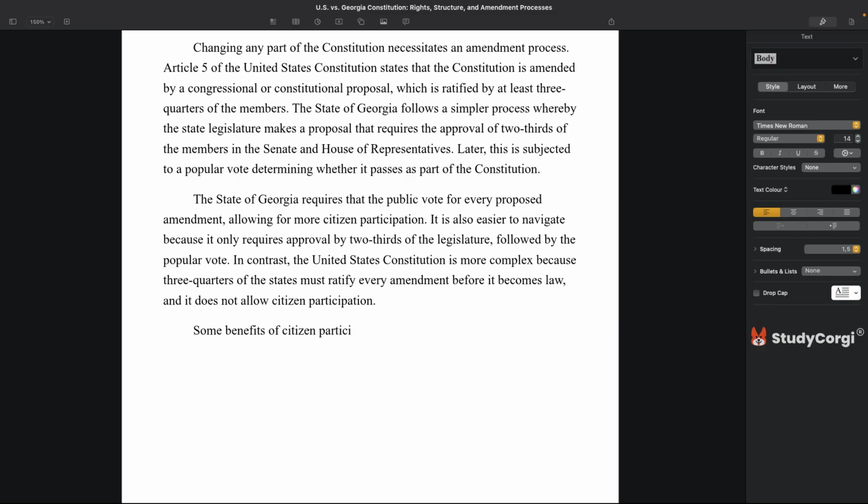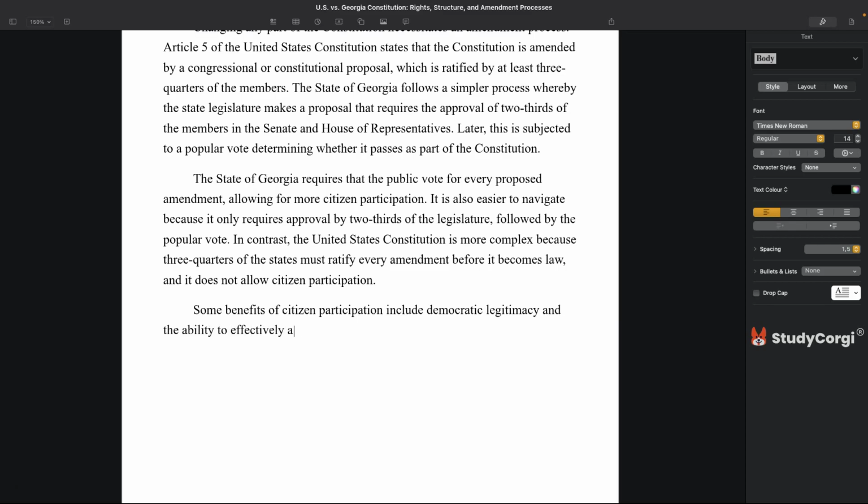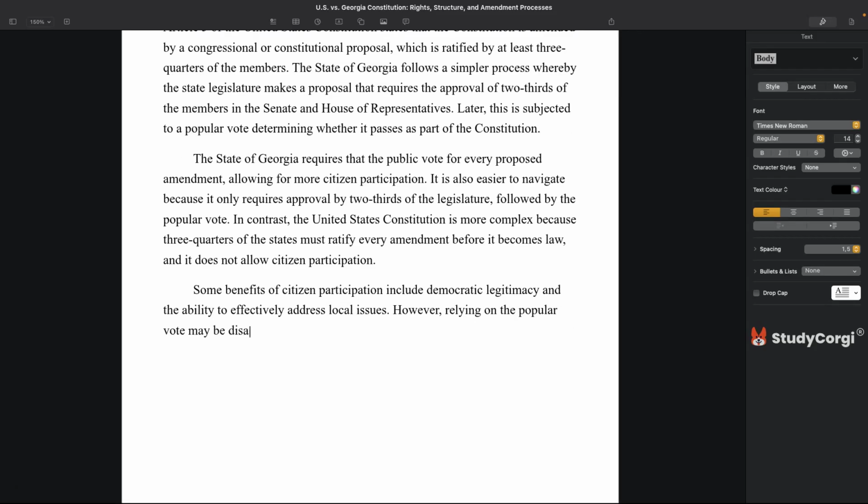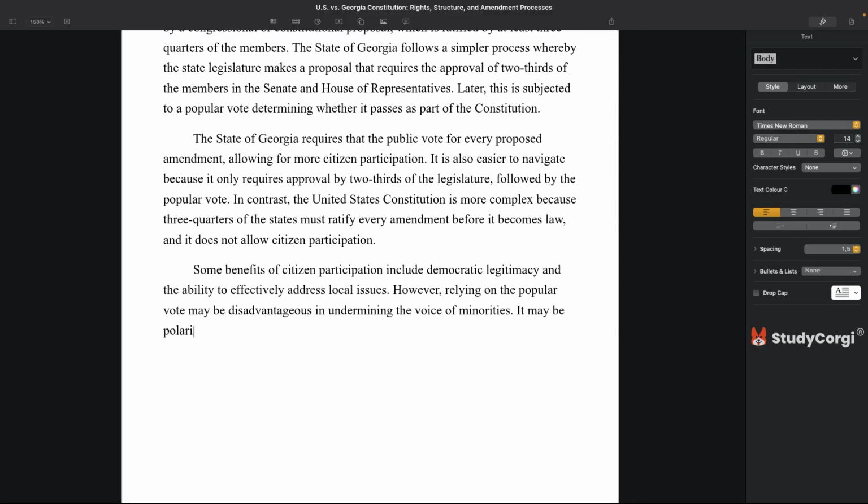Some benefits of citizen participation include democratic legitimacy and the ability to effectively address local issues. However, relying on the popular vote may be disadvantageous in undermining the voice of minorities. It may be polarized due to media influence and campaigns.